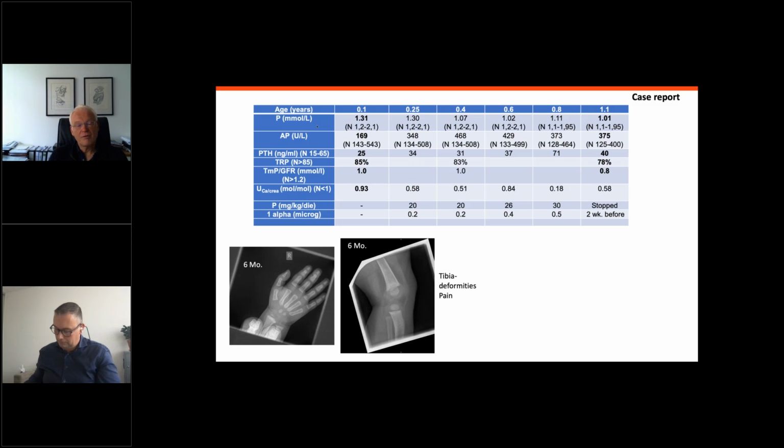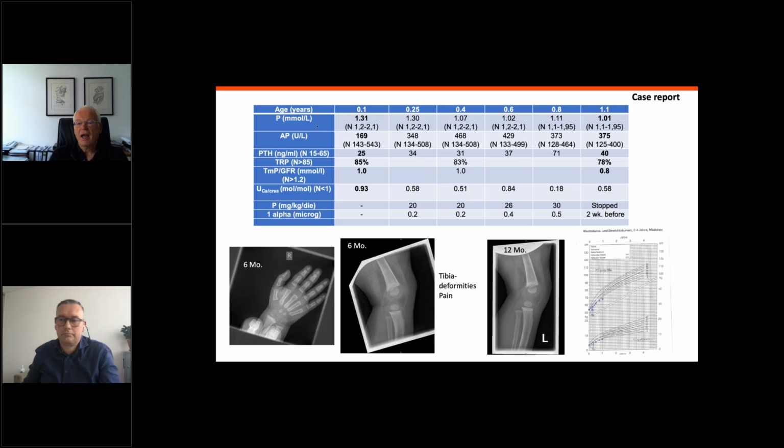And I have to confess that despite this treatment and a constant increase in phosphate and 1-alpha medication, there was decreasing quality of bone. And you can see here that there were severe tibia deformities and pain, and this even progressed during treatment. And in addition, there was poor growth. So the patient had a height just below the 3rd percentile.